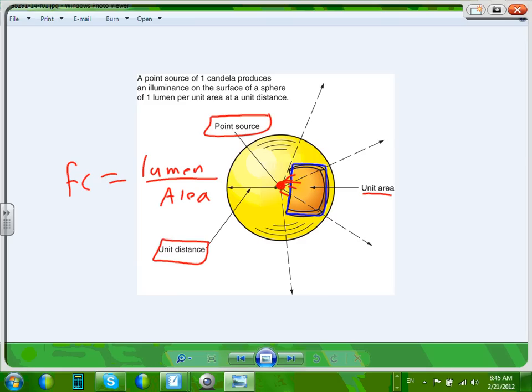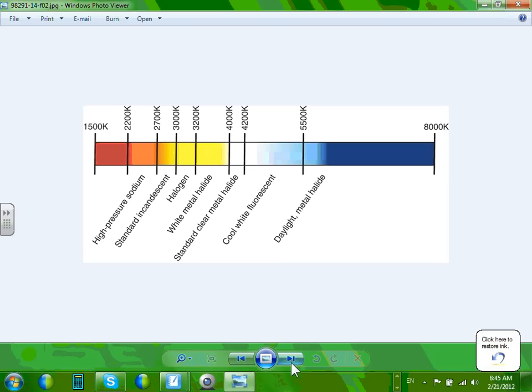Lumen over area. If you are to do your lighting certification, Nick, you get into all these spheres and calculations. As far as I'm concerned, the definition that we need is lumen over area will get you the square foot, the foot candle. Okay, so that's the calculation of foot candle.